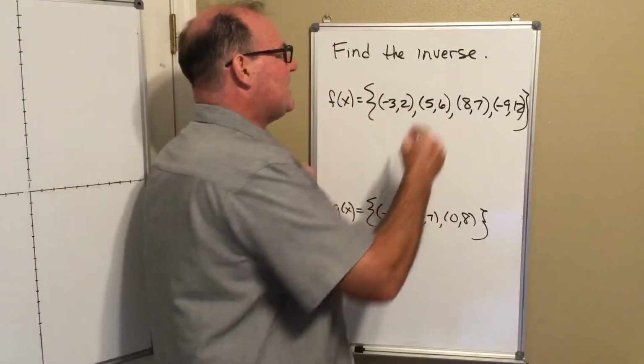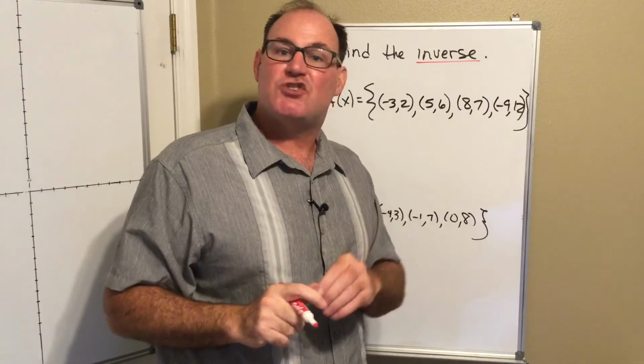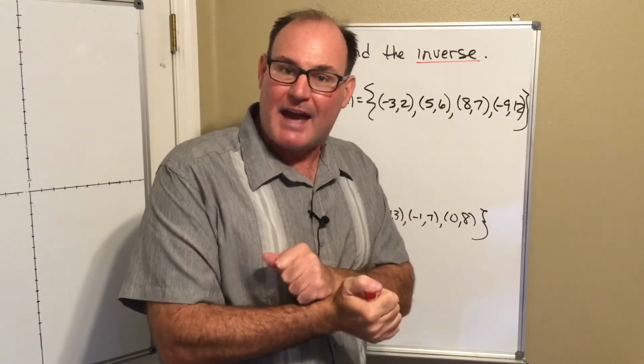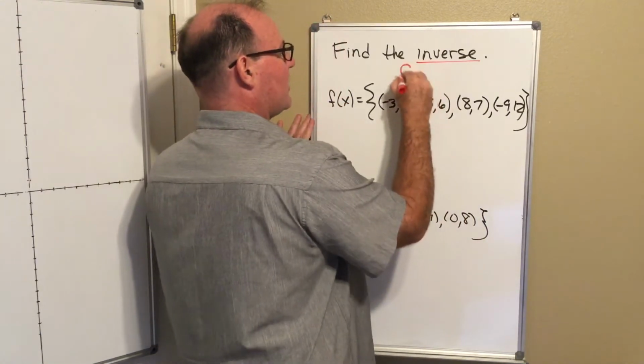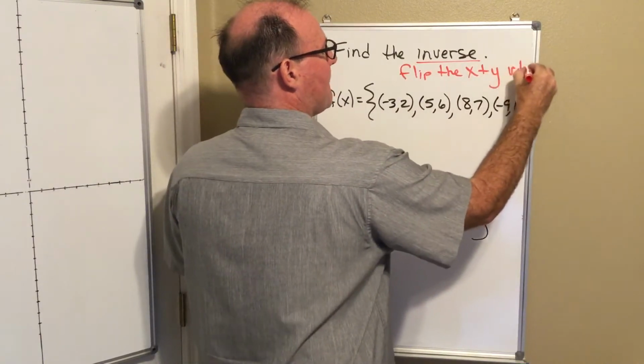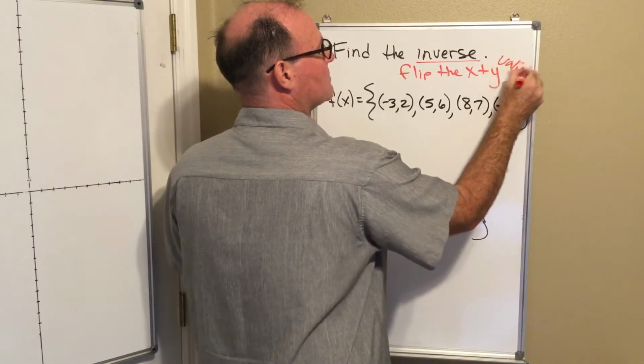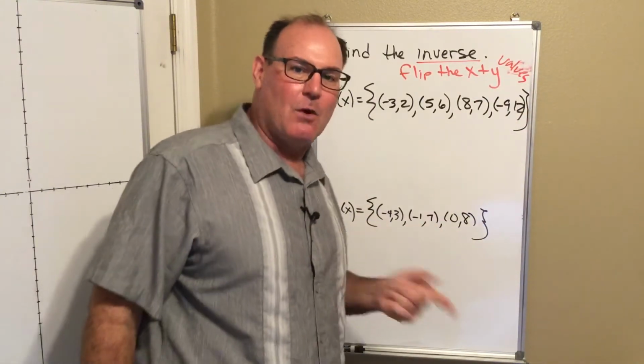So what does it mean to find the inverse? Very simple. The inverse is just what you get when you flip the x and the y value. Okay, so we're going to flip the x and the y values. Ran out of space there. So let me do better. You guys deserve better. Okay, we're going to flip the x and the y values.